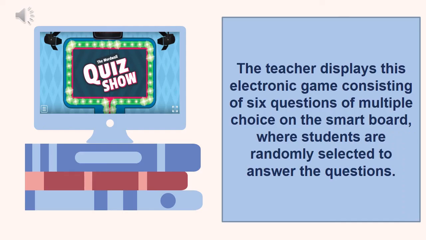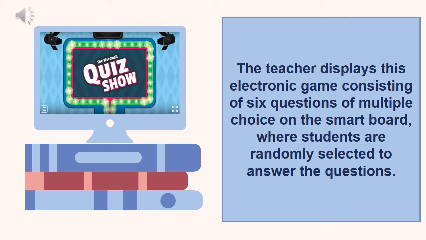So the teacher displays this electronic game consisting of 6 multiple choice questions on the smart board, where students are randomly selected to answer the questions. The questions are: what is a mixture? How are mixtures and solutions different from each other? Which of these is not an example of a mixture? Which of these is not an example of a solution? What is a solution? What is the meaning of physical change?